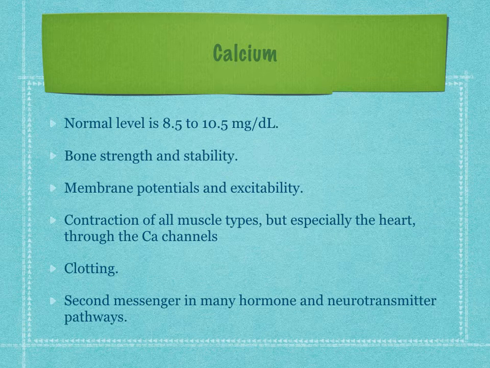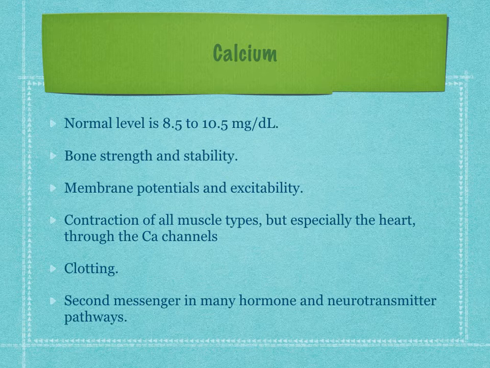40% of extracellular calcium is found protein-bound with albumin and plasma proteins. This means when albumin levels are low, the serum calcium levels will also be decreased. 10% of calcium is complexed. That means that it's found joined with citrate, phosphate, or sulfate. So in other words, we have calcium citrate, calcium phosphate, calcium sulfate.